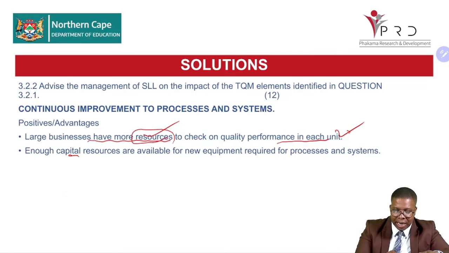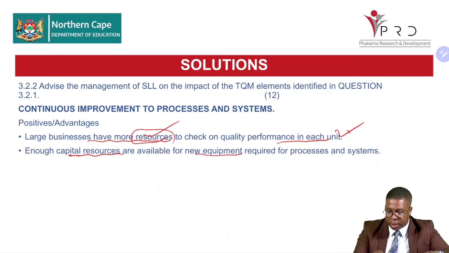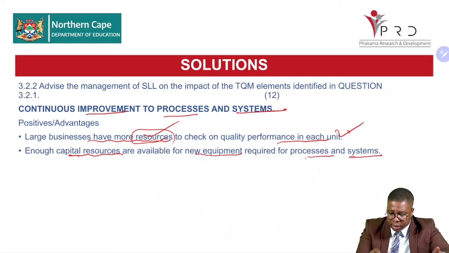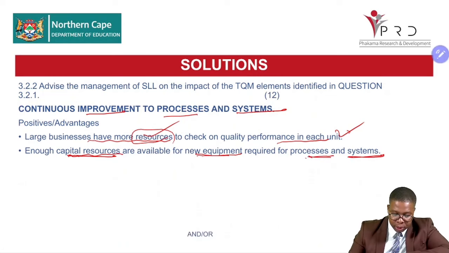Then they have enough capital, meaning money available, to buy new equipment required for processes and systems so that they can improve the process and system. They have the capital, the money to buy new equipment for processes and systems. Then as we proceed, what are the negatives?